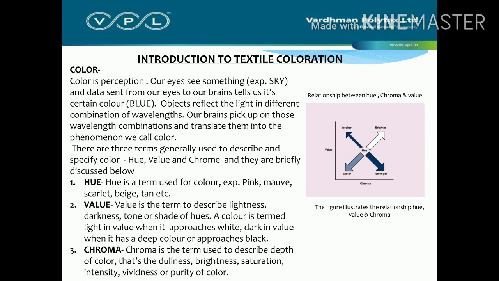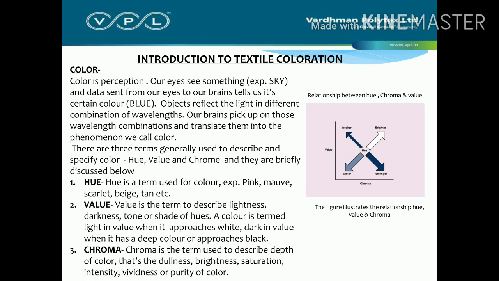Now we'll discuss the color. Color is perception. Our eye sees something, for example the sky, and data sent from our eye to our brain tells us it's a certain color, blue. The object reflects the light in different combinations of wavelengths. Our brain picks up on those wavelength combinations and translates them into the phenomenon we call color.